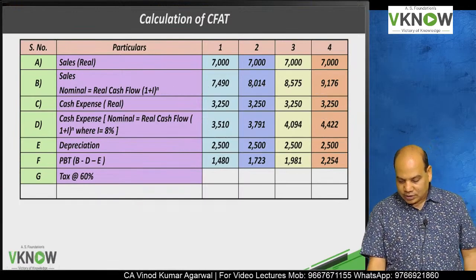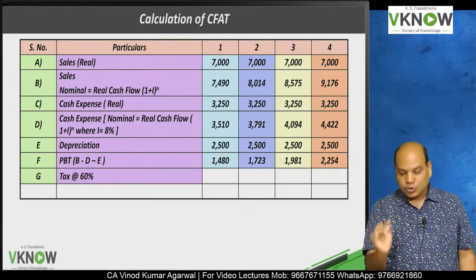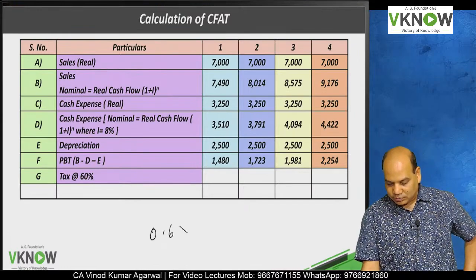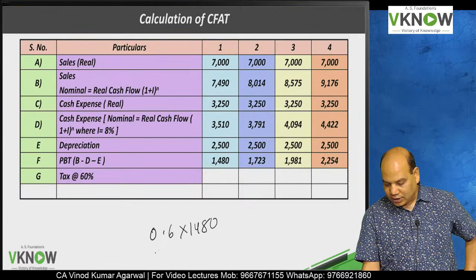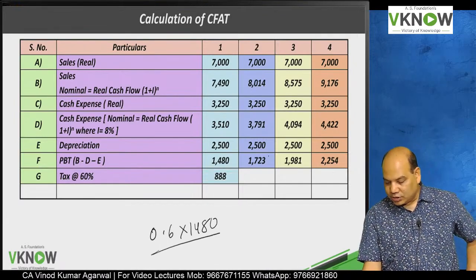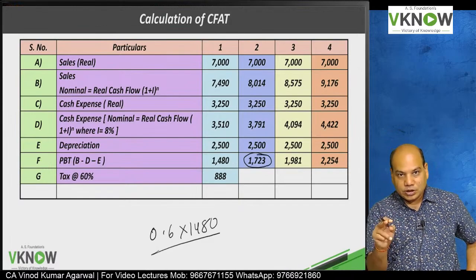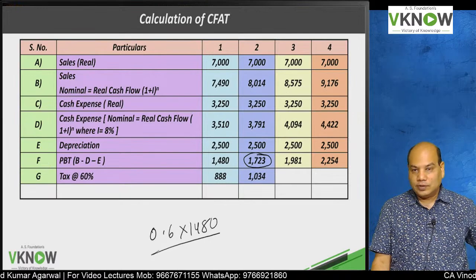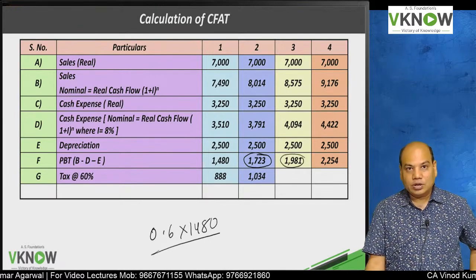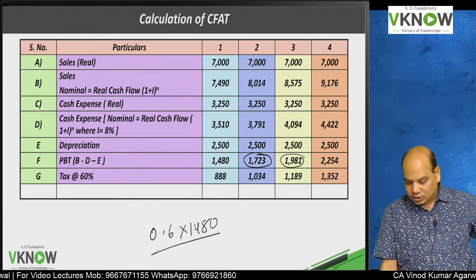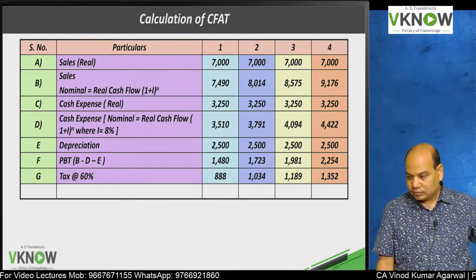Compute tax at the rate 60%. First you type on your calculator 0.60 into 1480. You will get 888. Now just type 1723, press equal to. You will get the next answer 1034. Type this number equal to. Check the answer. This is your taxation.